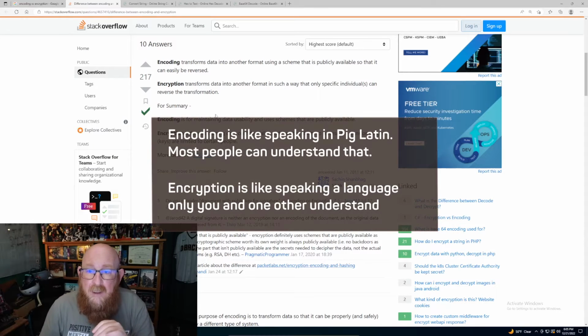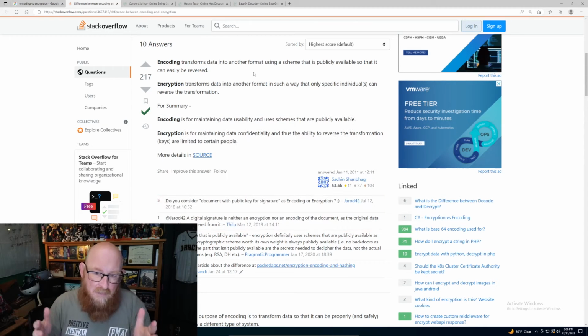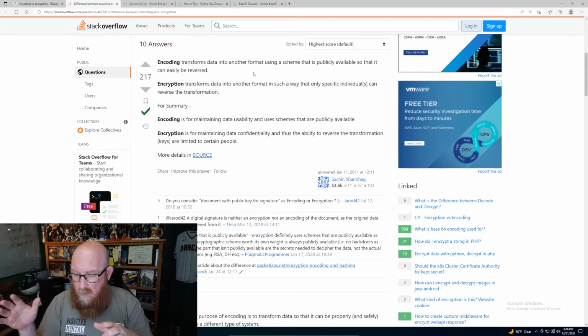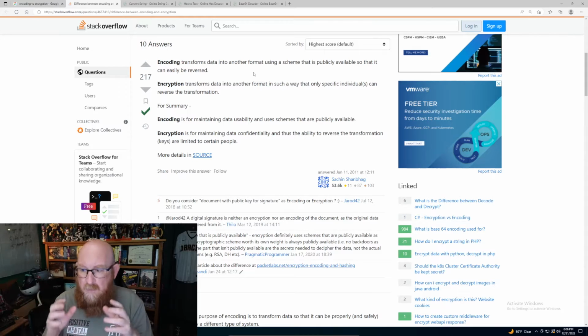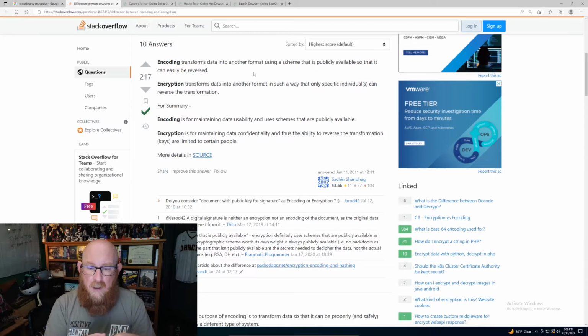So going back to here again, this is using a scheme that is publicly available so that it can be easily reversed. And so what are we talking about in schemes here? Schemes, they're talking about formats, really, not really a whole caper and misadventure or a scheme that you're trying to scam or do something like that. It's just a way of viewing the information.